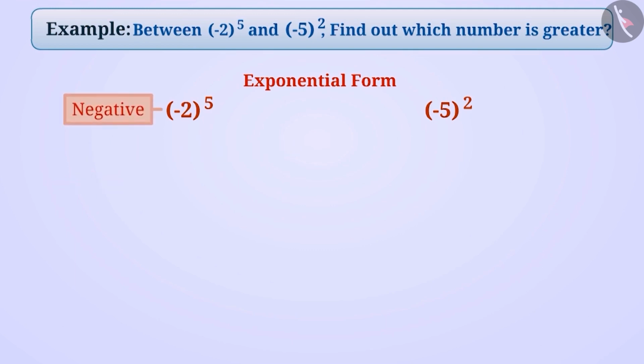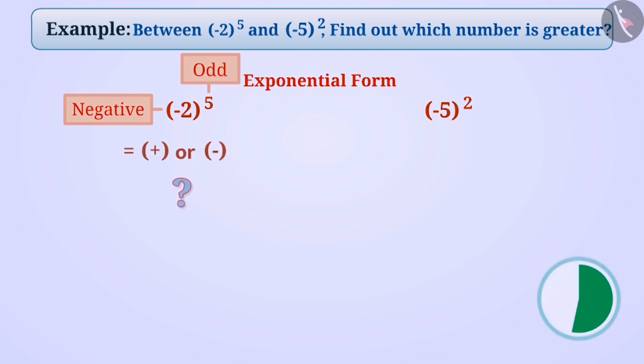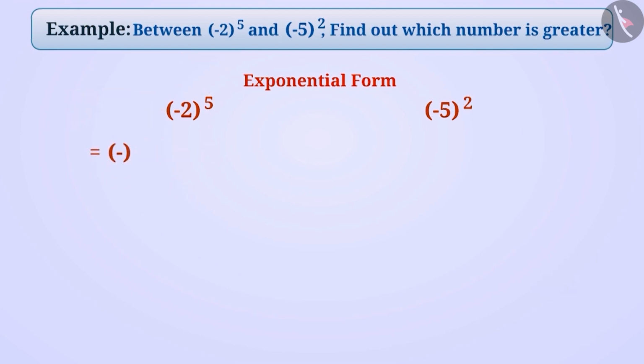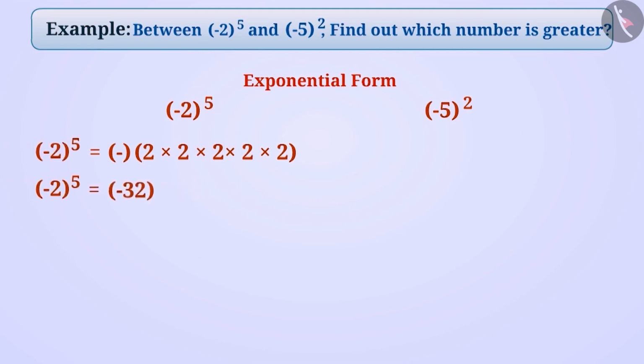Here we see that the base is a negative number and the exponent is an odd number. So tell me, in a situation like this, will the result be positive or negative? Think for a while. Absolutely right. The result will be negative. We will multiply -2 five times to get the result. By doing this, we get -2 raised to the power of 5 is equal to -32.